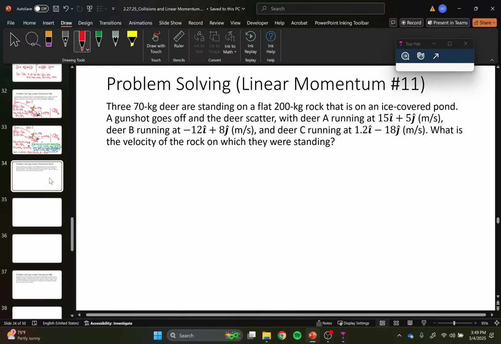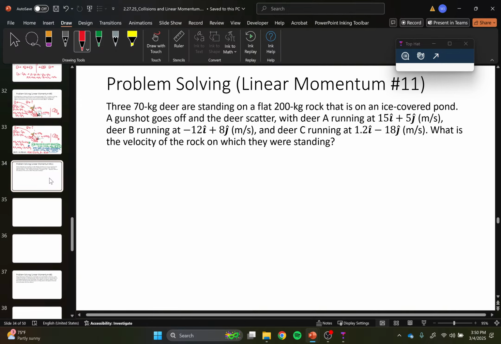So, three 70-kilogram deer are standing on a flat 200-kilogram rock on an ice pond. A gunshot goes off and the deer scatter. Deer A goes up and to the right, deer B goes up and to the left, and deer C goes down and to the right. What is the velocity of the rock after this happens?